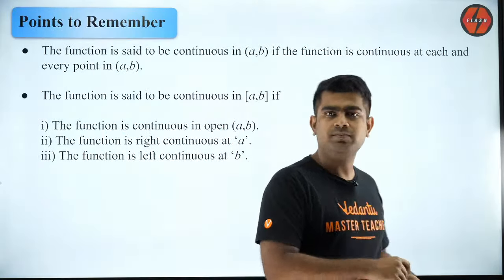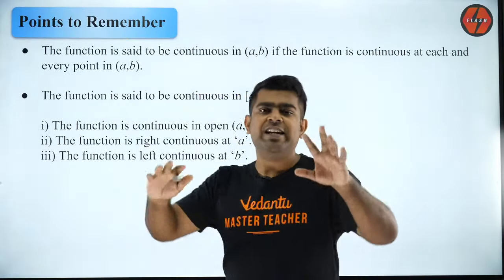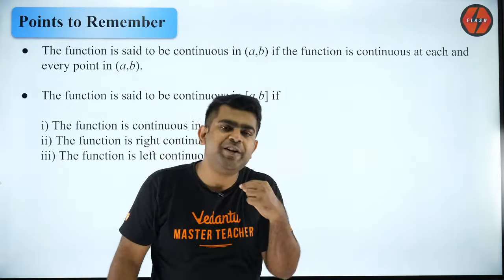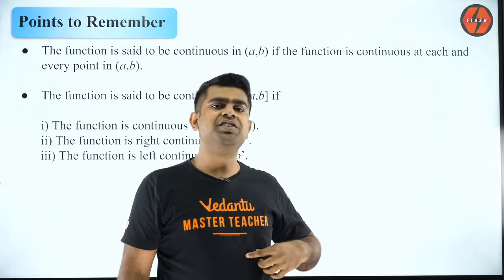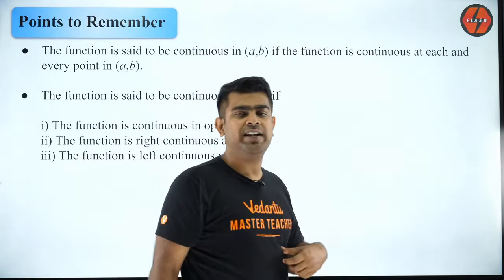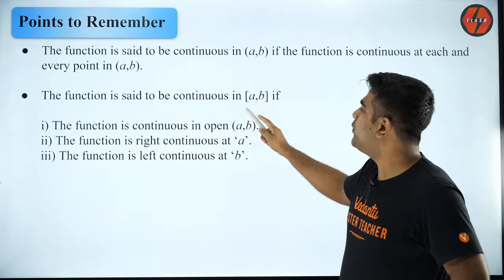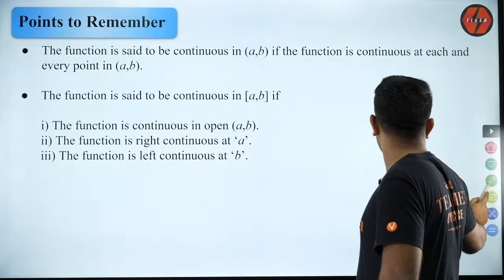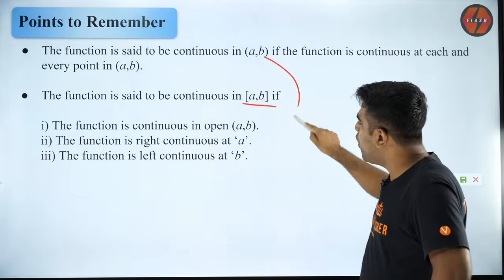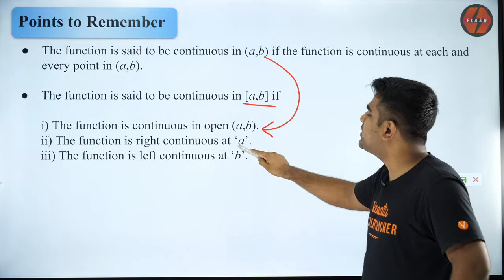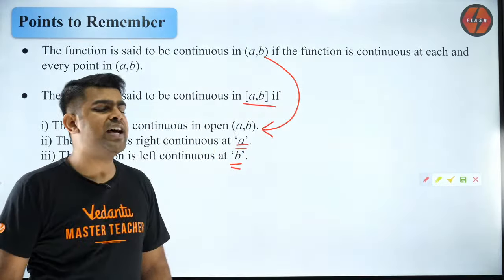Okay. So what are the points to remember? A function is said to be continuous in an open interval a to b if it is continuous at each and every point in this open interval. So if the function is continuous at each and every point in this open interval, then it is said to be continuous throughout. Now what if you have a closed interval? Then you will first check the open interval the same way. Then you will separately check at the end points.